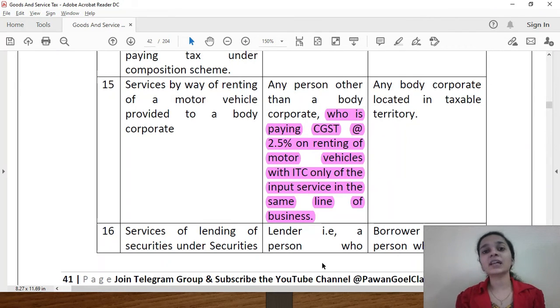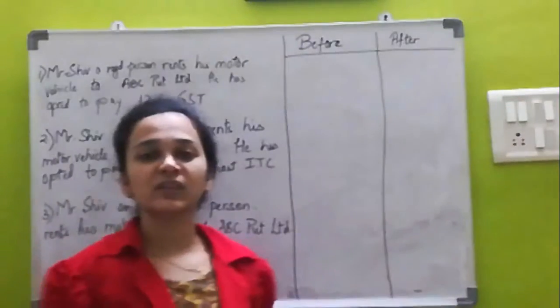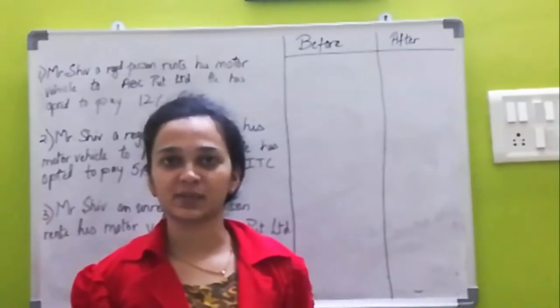It said that there's a person who's not a body corporate and he is paying tax at the rate of 5% on renting of vehicle and claiming ITC only of input services of the same line of business, and the recipient here is a body corporate. Let's look at what the scenario was with the help of some examples. Now let's understand the provision with the help of an example.